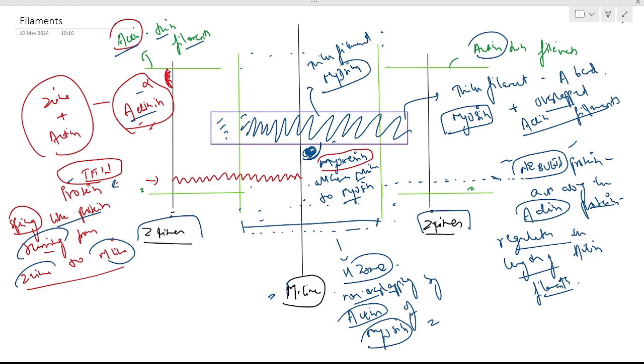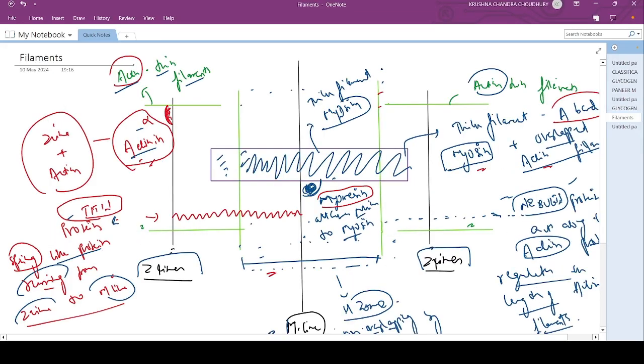Following this, this is our thick filament. This is our A band. The A band is composed of myosin and overlapped actin filaments. These actin filaments overlap. And finally this is the H zone, our region not overlapped by the A band. So this was our entire structure of our sarcomere with its filaments. A bit complicated, but if you practice one or two times, it will be simple for us.